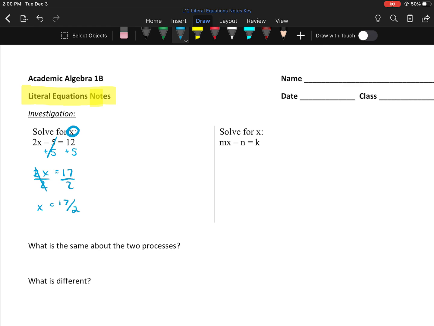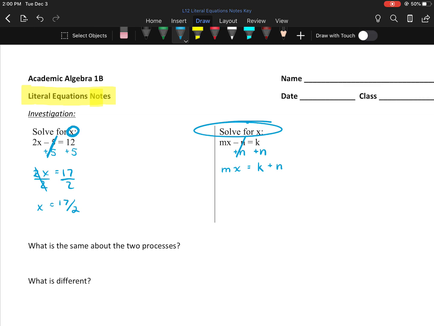Now, in the second example right here, I'm asking you to solve for x, and what that means is to get x by itself. So we're going to go through the same exact steps that we just did in the last one. In the first one, we added 5 to both sides, so I'm going to add n to both sides right here. Now, when you add n, that goes away, and we get mx is equal to k plus n, and you can write it as n plus k or k plus n, it doesn't matter, but we can't make it nk or kn because they're not like terms.